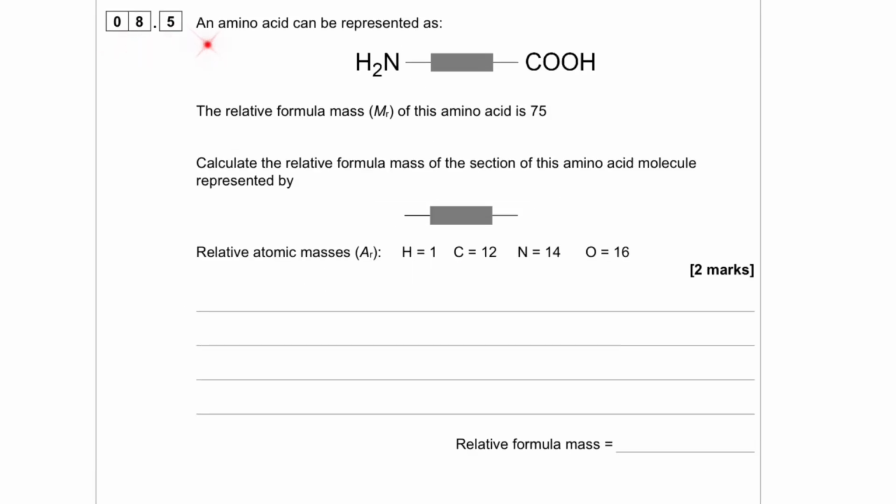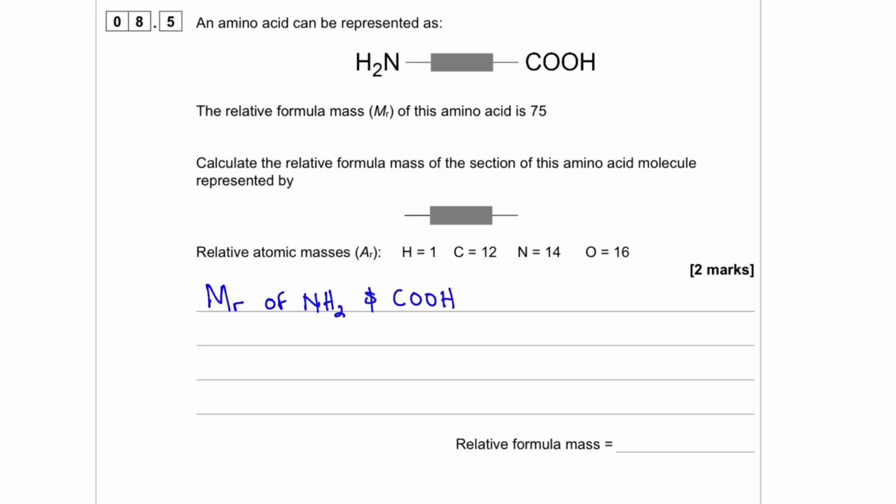Question 8.5. An amino acid can be represented by this compound here. This is the base side and this is the acid side. The relative formula mass, Mr, of this amino acid is 75 grams per mole. Calculate the relative formula mass of the section of this amino acid molecule represented by that bit here. So we need to find out what that is and what that is and take it away from 75.